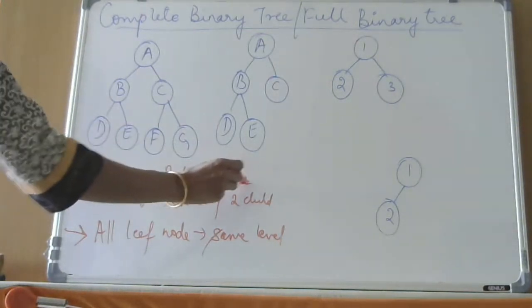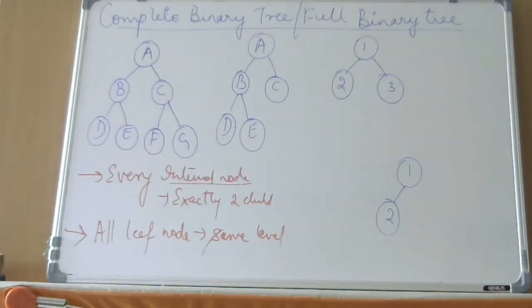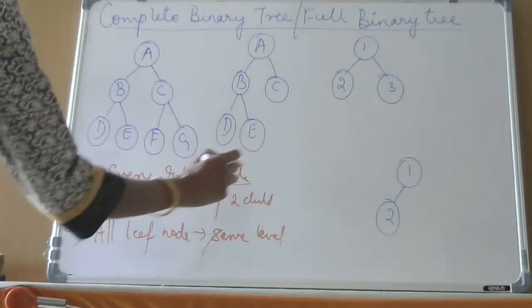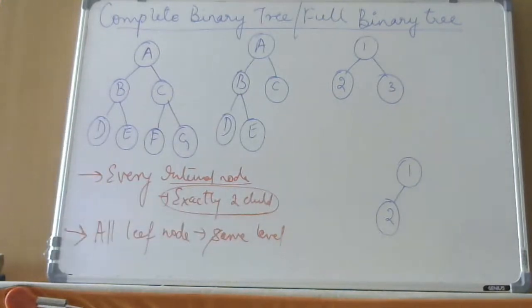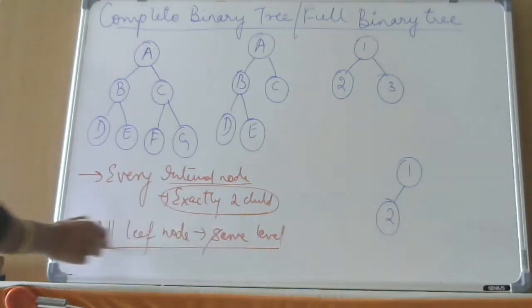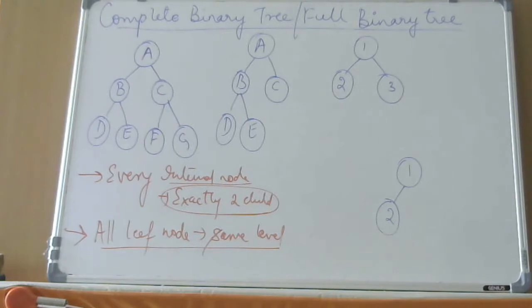Every internal node. What is an internal node? We saw in the last video session some terminologies, is it not? What is an internal node? Every node except the leaf nodes are all called internal nodes. So that means every internal node should have exactly two children. No 0, no 1, nothing. It should have two. Only then it is called a complete binary tree. That means, in other words, all the leaf nodes are at the same level.